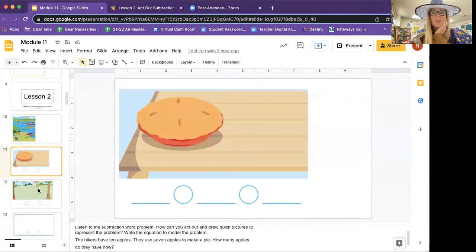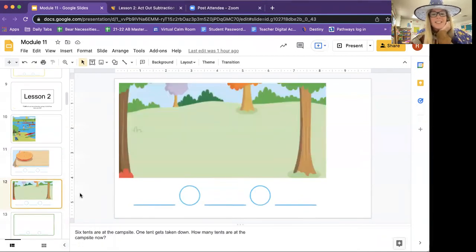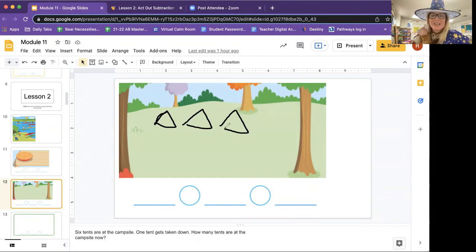Okay, next story problem, ready? 6 tents are at the campsite. 1 tent gets taken down. How many tents are at the campsite now? What would be a good shape to use to represent a tent? Triangle, yeah. How many are there? 10. Oh, not 10. 6. There are 6 tents.